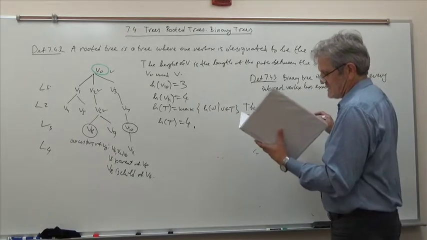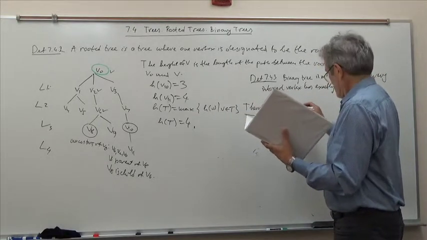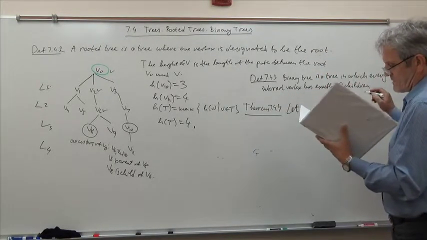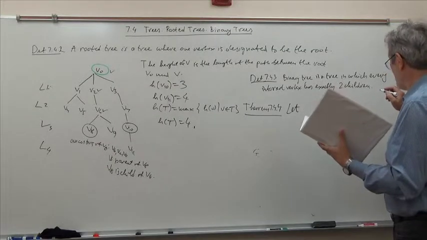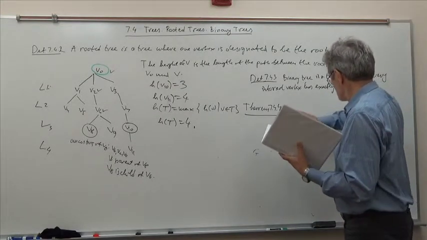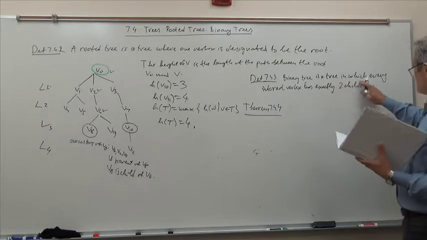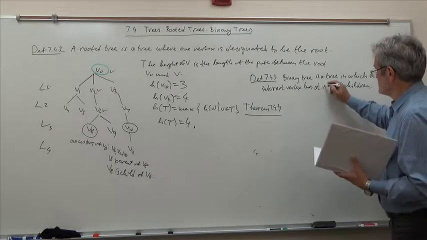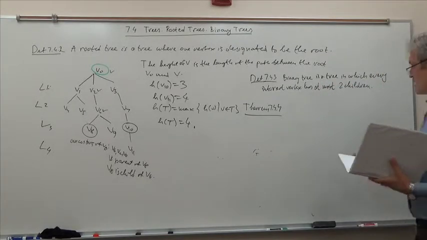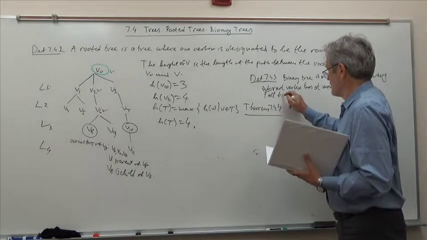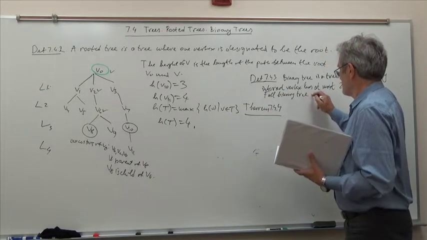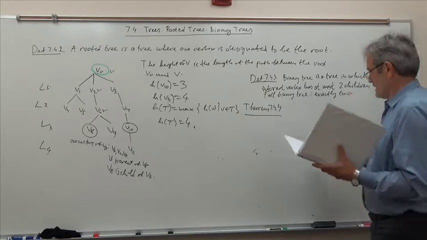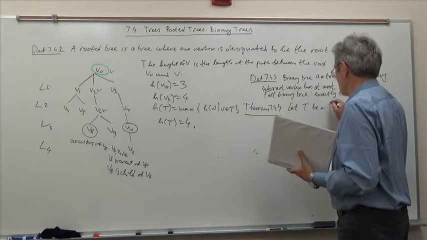So let T. Actually, I should correct this. A binary tree is a tree in which every internal vertex has at most 2 children, that's the definition we have in the notes, this changes. And then when we say full binary tree, it's when it's exactly 2. All right, so let T be a full binary tree.